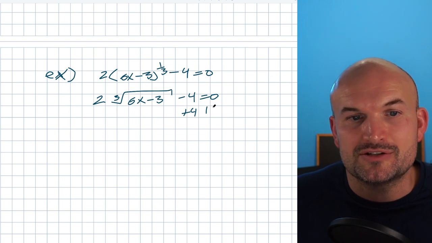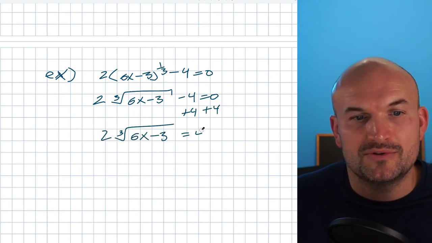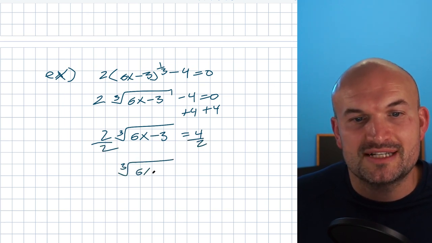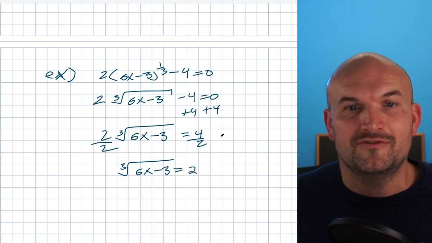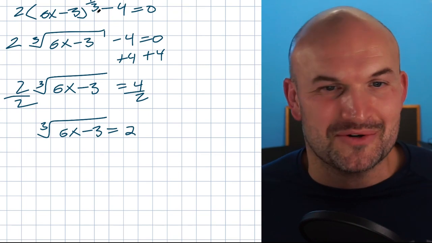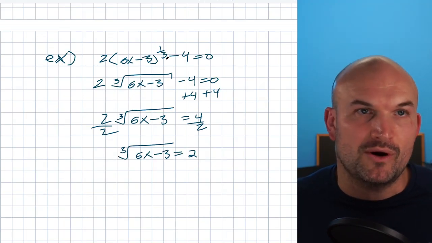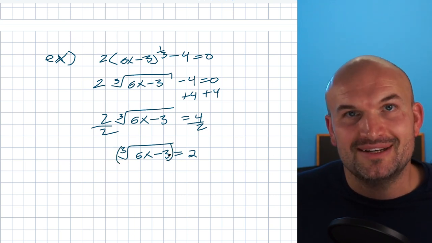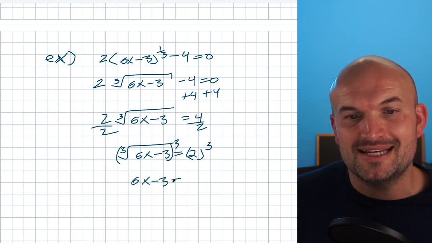So what I'm going to do is use my inverse operation. So I have 2 times the cube root of 6x minus 3 is equal to 4. Now you can divide by 2 on both sides, and then you have the cube root of 6x minus 3 is equal to 2. Or if you want to rewrite that as a rational power, feel free. I don't really like the rational powers in this example because I like to think of my inverse operations. If the inverse operation of the square root is squaring, then what's the inverse operation of the cube root? That's cubing. You're right.